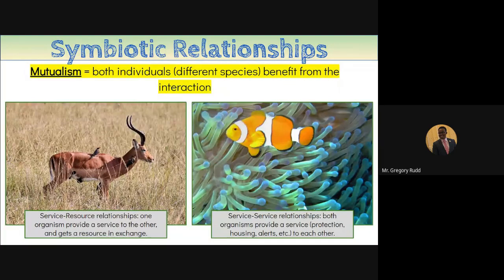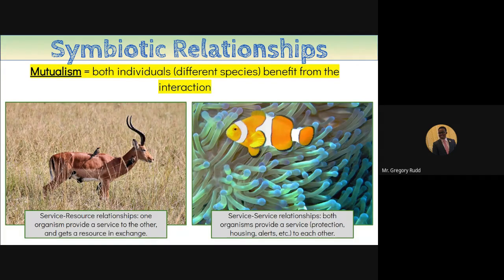This is an example of what's called a service-resource relationship, in which one organism is providing a service to the other and is getting a resource in exchange for that service. So in this case, both organisms are benefiting. The impala is benefiting because its coat is being cleaned by the oxpecker. The oxpeckers are eating ticks and fleas and other pests that are living in the coat of the impala.